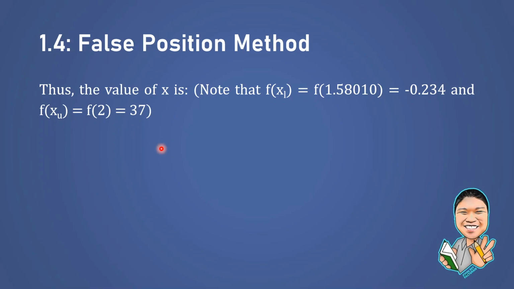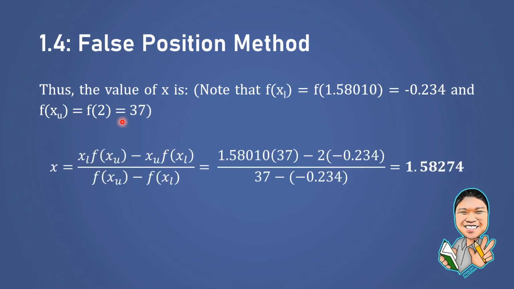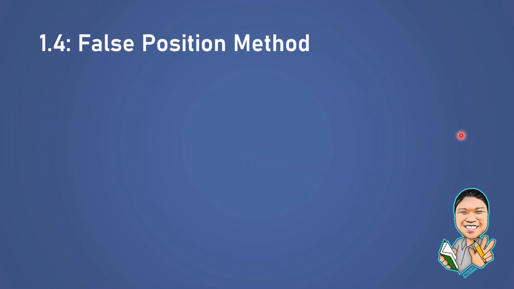Ang paghahanap ng final value of x is the same lang dun sa paghahanap din ng xm. Use the same formula sa false position method. Kaya ang x sub L is yung 1.58010 times 37 minus 2 tapos negative 0.234 over 37 minus negative 0.234. So, that is 1.58274. So, ito na yung sagot natin, class, using the false position method.